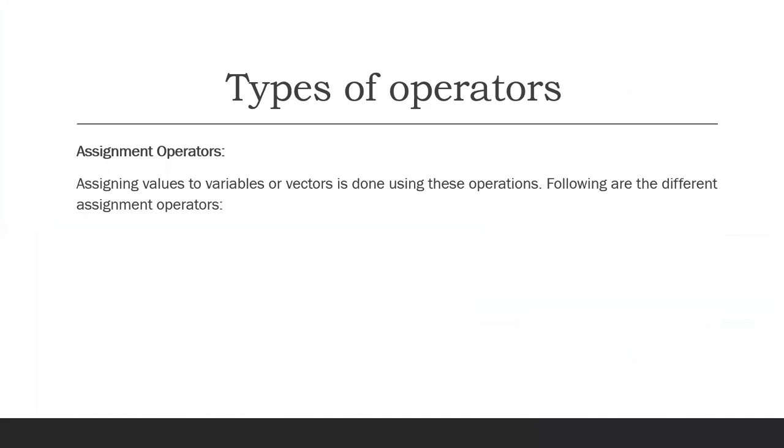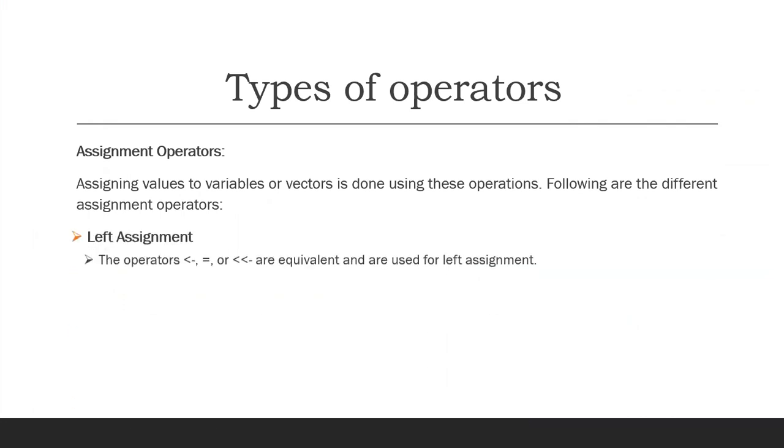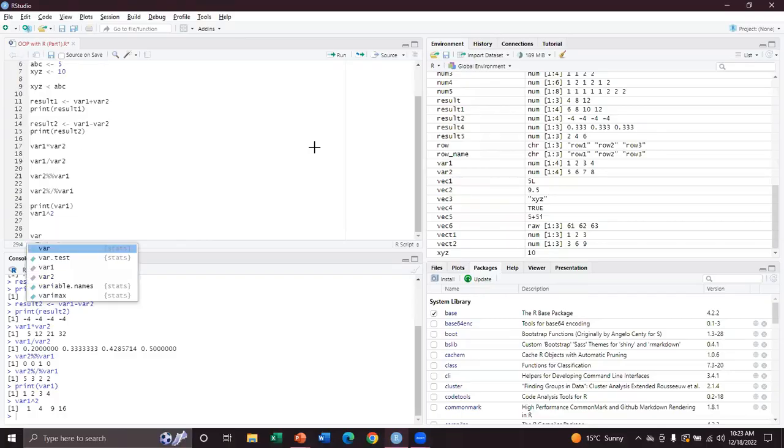Alright, next we have assignment operators. Assigning values to variables or vectors is done using these operators. Following are the different assignment operators. First one is left assignment. These operators are equivalent and are used for left assignment. Now let's see it. Alright, let's say I create another vector such as var3.